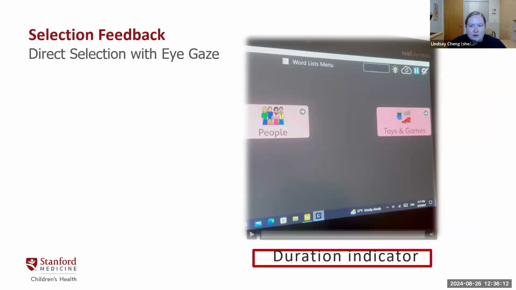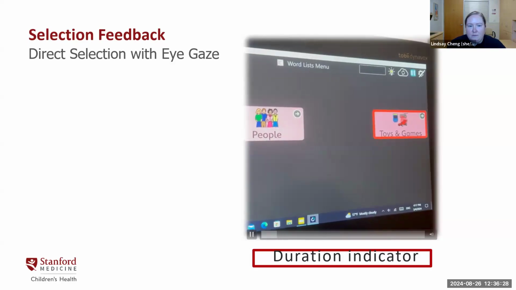Okay, so if we know there are significant cognitive and linguistic considerations for eye gaze, what are some possible modifications that could be used to enhance their AAC access? In this example, we have a duration indicator that is circling like a clock. I'll go ahead and play the video.